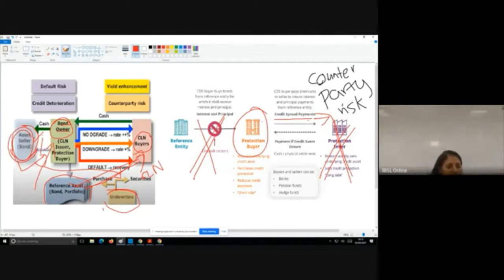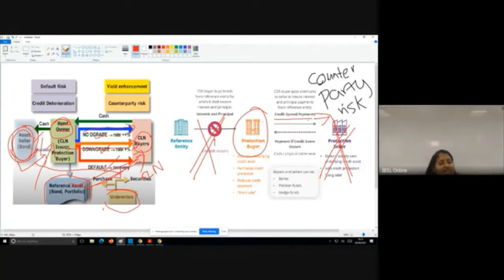Now here, what I have mentioned as no downgrade, no default is how the payment works. Let's say there is no variation. Okay, then the rate of return is higher for the CLN buyers. Let's say there is a downgrade event, then because the risk has materialized, the rate of return offered will be lower. In the downgrade, that's the risk, right? That risk is now passed to the CLN buyers. Initially, that risk was with the bond owner.